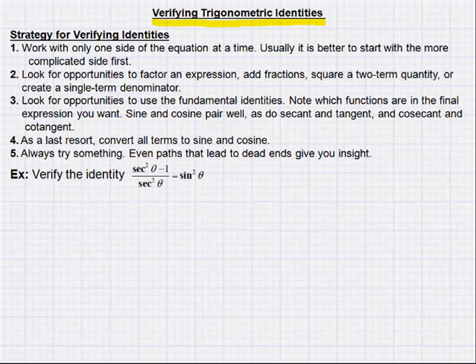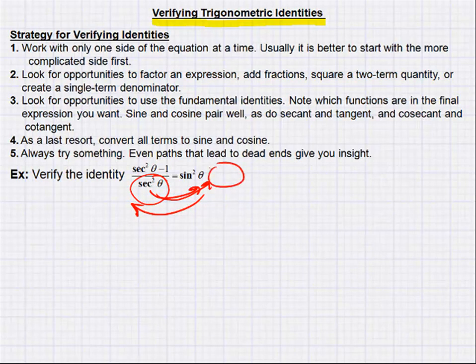What I wouldn't do, what you can, but I wouldn't suggest you do, is start moving things from one side of the equation to the other side of the equation. That tends to make things more difficult than less difficult. I mean, it's not like you can't. It's an equation. You can do whatever you want. But I would not move back and forth across the equation, like take secant squared and multiply it over to this side.